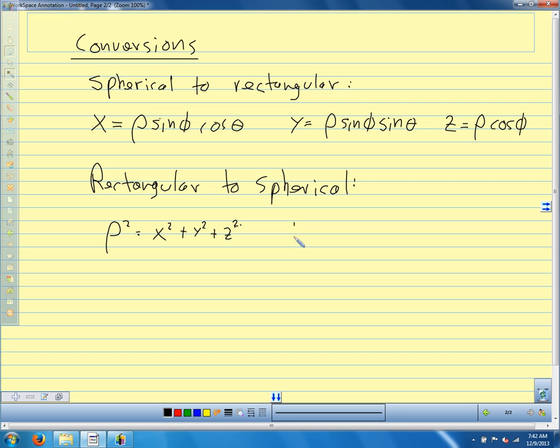Tangent theta is still y over x. And phi, a little more complicated, is the inverse cosine of z over the square root of x squared plus y squared plus z squared. And that's coming from here.